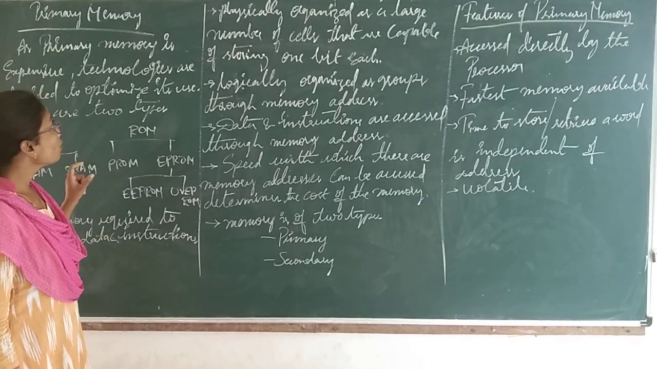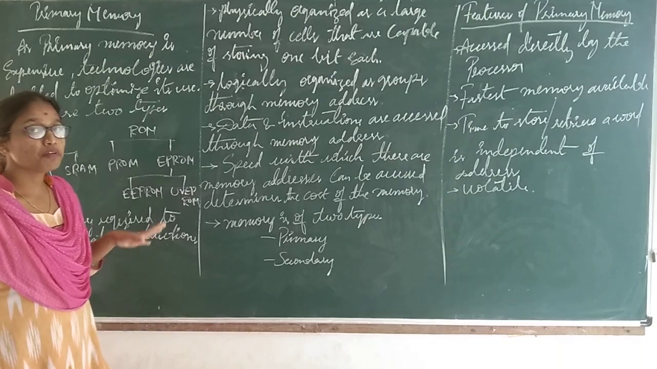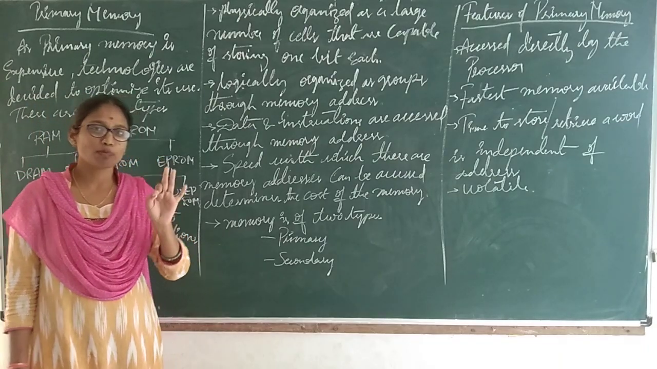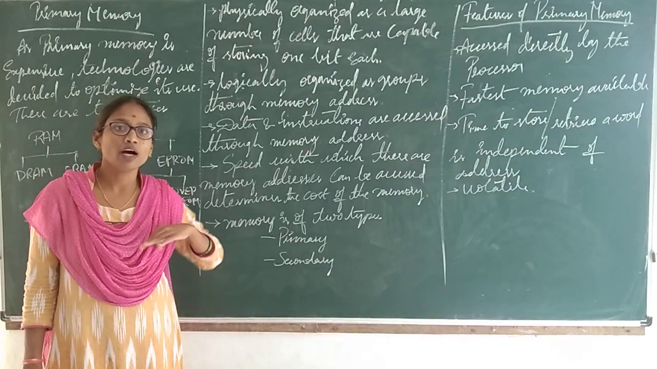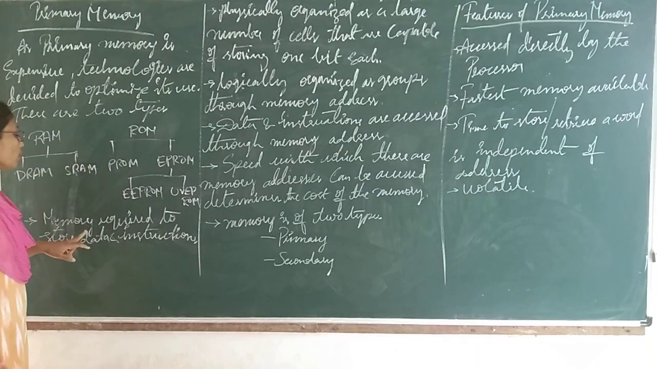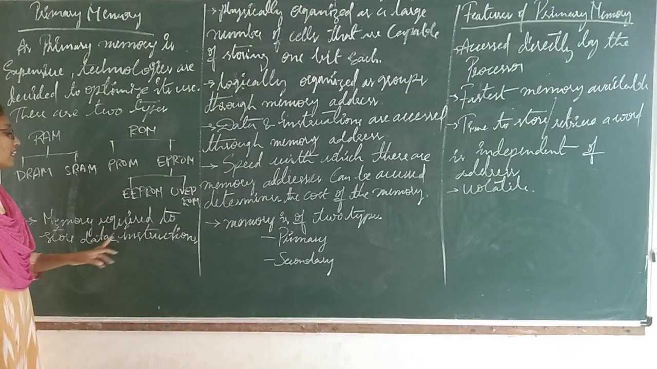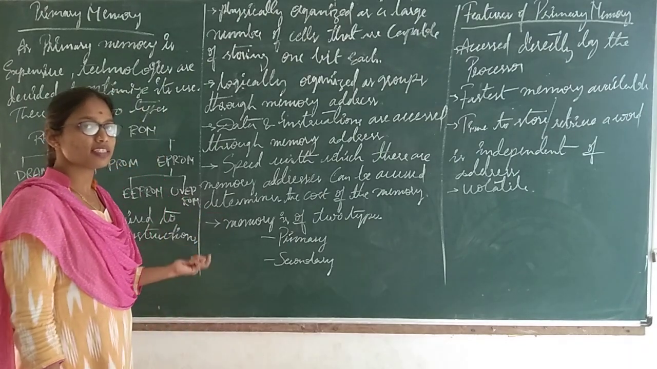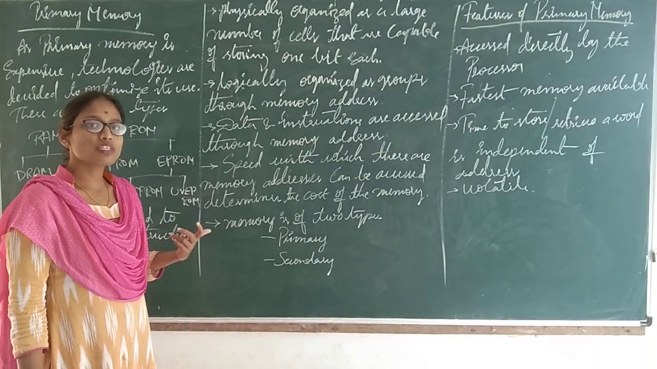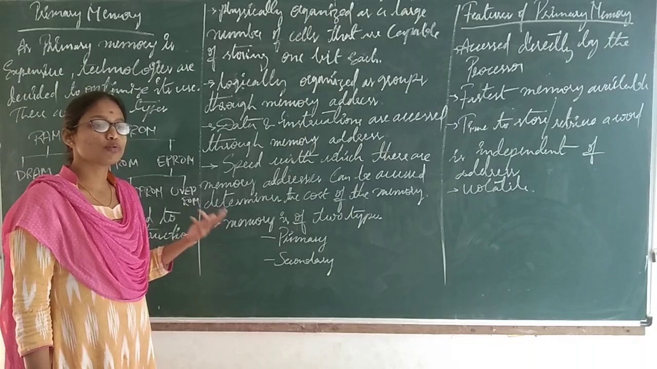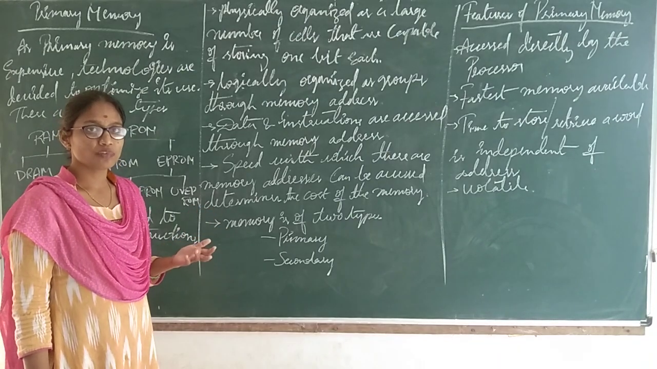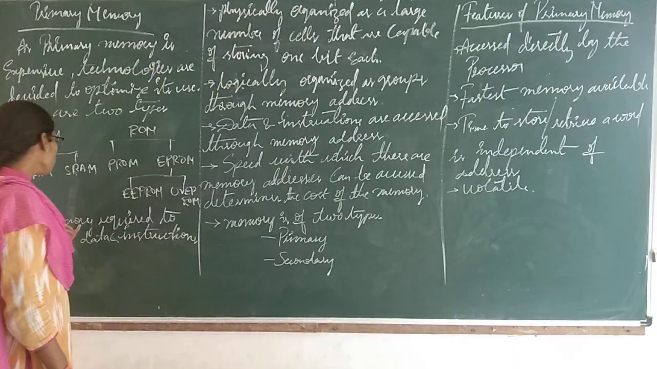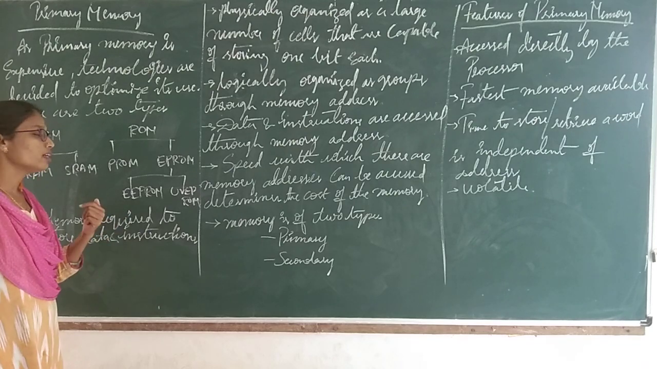Before we learn primary memory, first we know what memory is and what we are storing in it. Memory is required to store data and instructions, as I said in the previous lecture. Whatever the user sends to store as information or data is stored in memory.